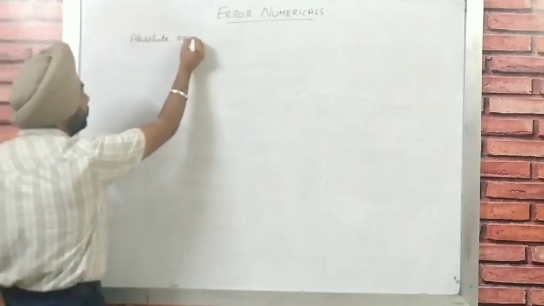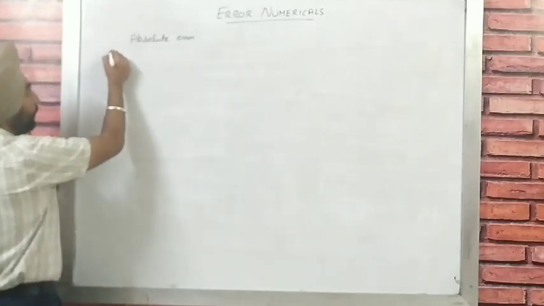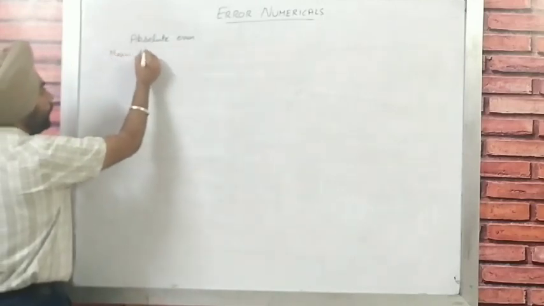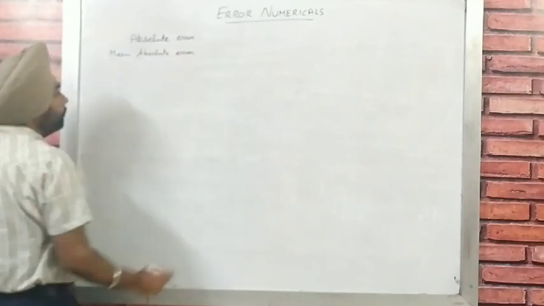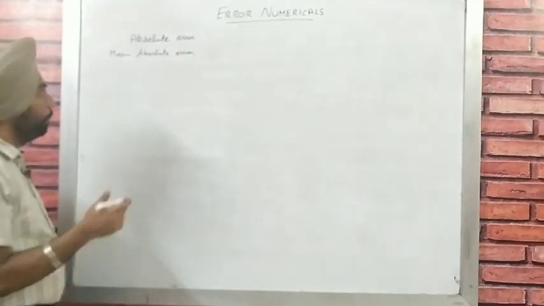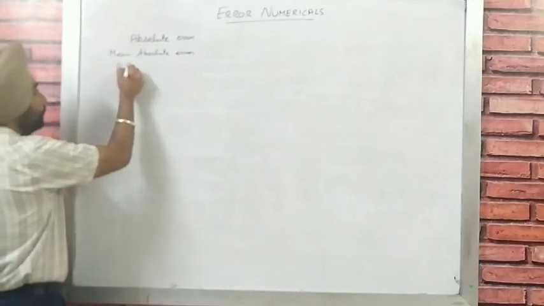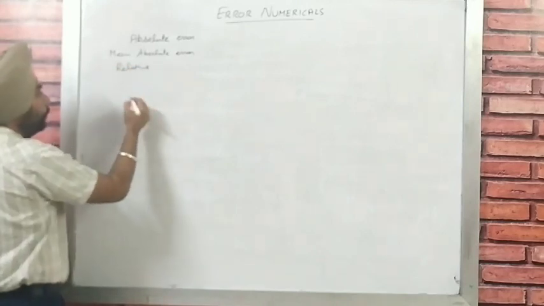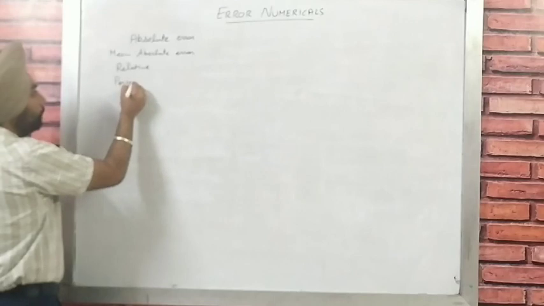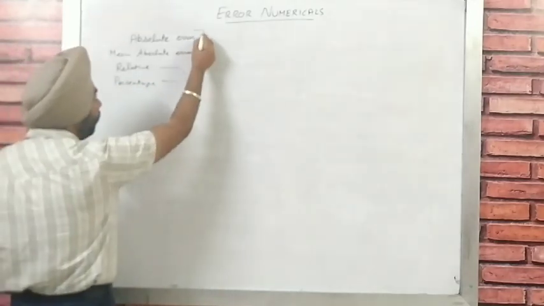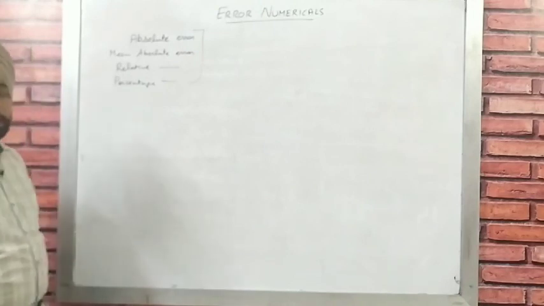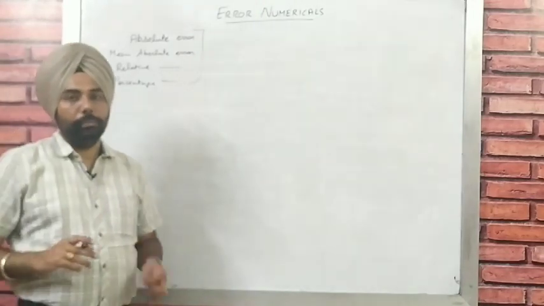Absolute error. And the second is going to be mean absolute error. And the third error is going to be relative error. And the fourth is going to be percentage error. Now, these all 4 types of error can be summed up in one numerical.